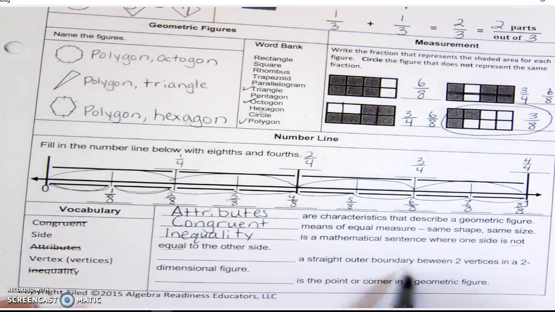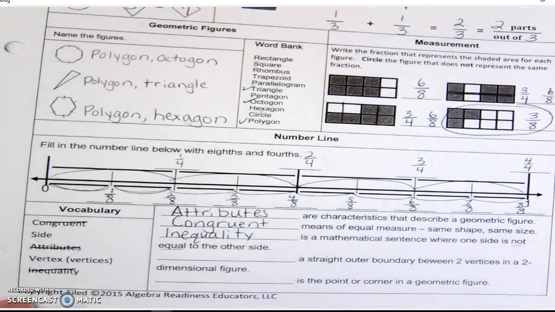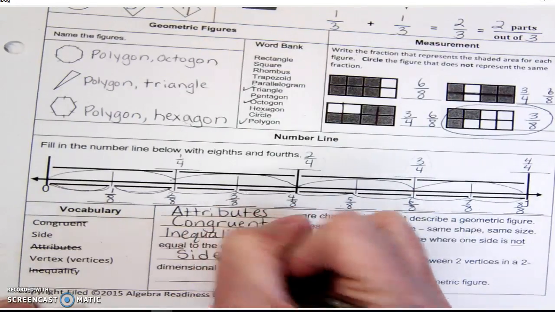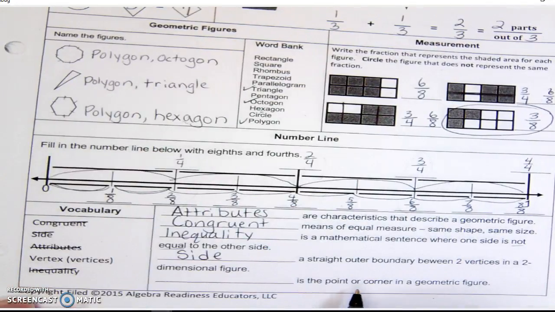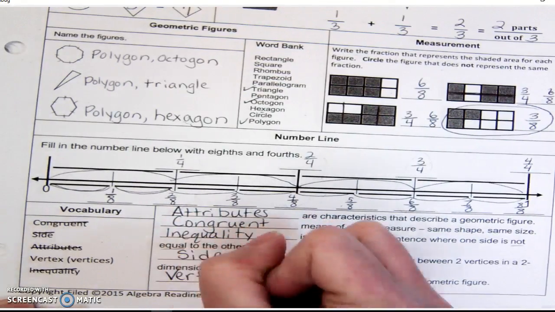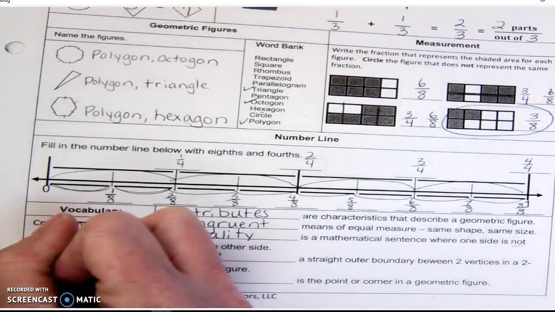The straight outer boundary between two vertices in a two-dimensional figure is called a side. And then the point or corner in a geometric figure is a vertex. More than one are called vertices.